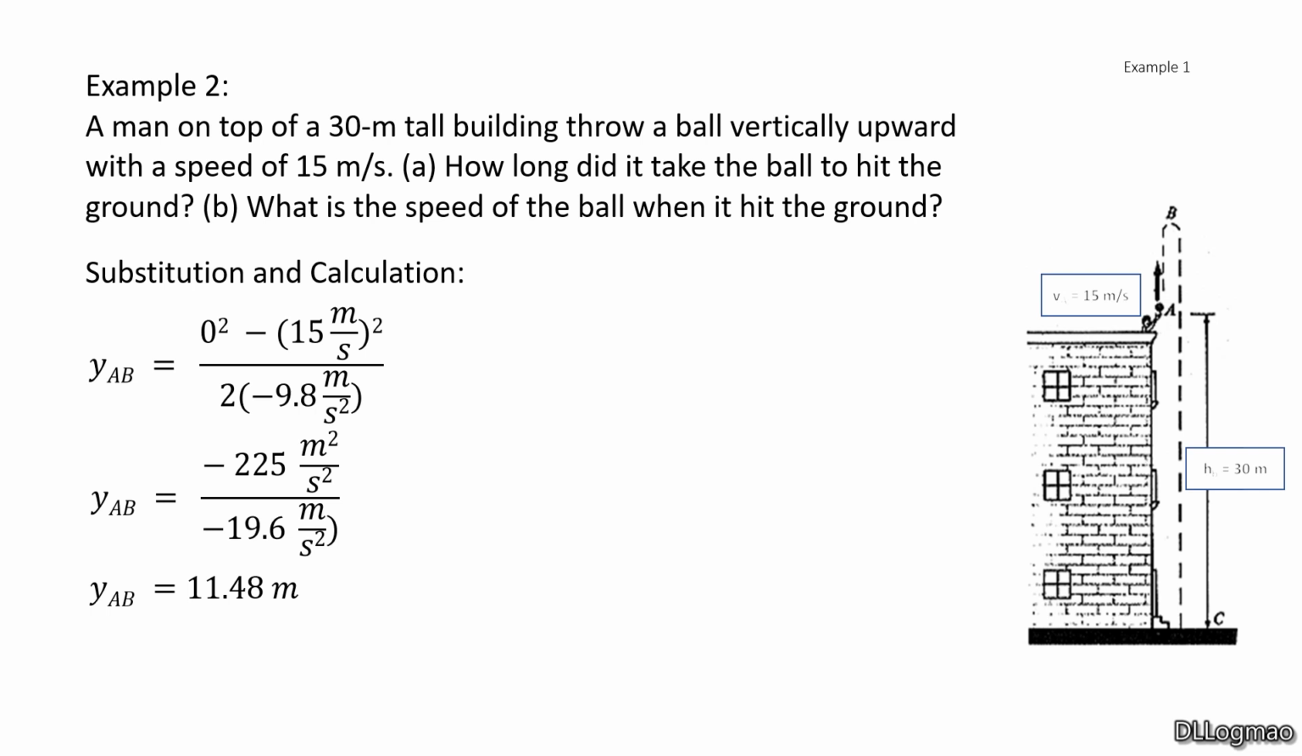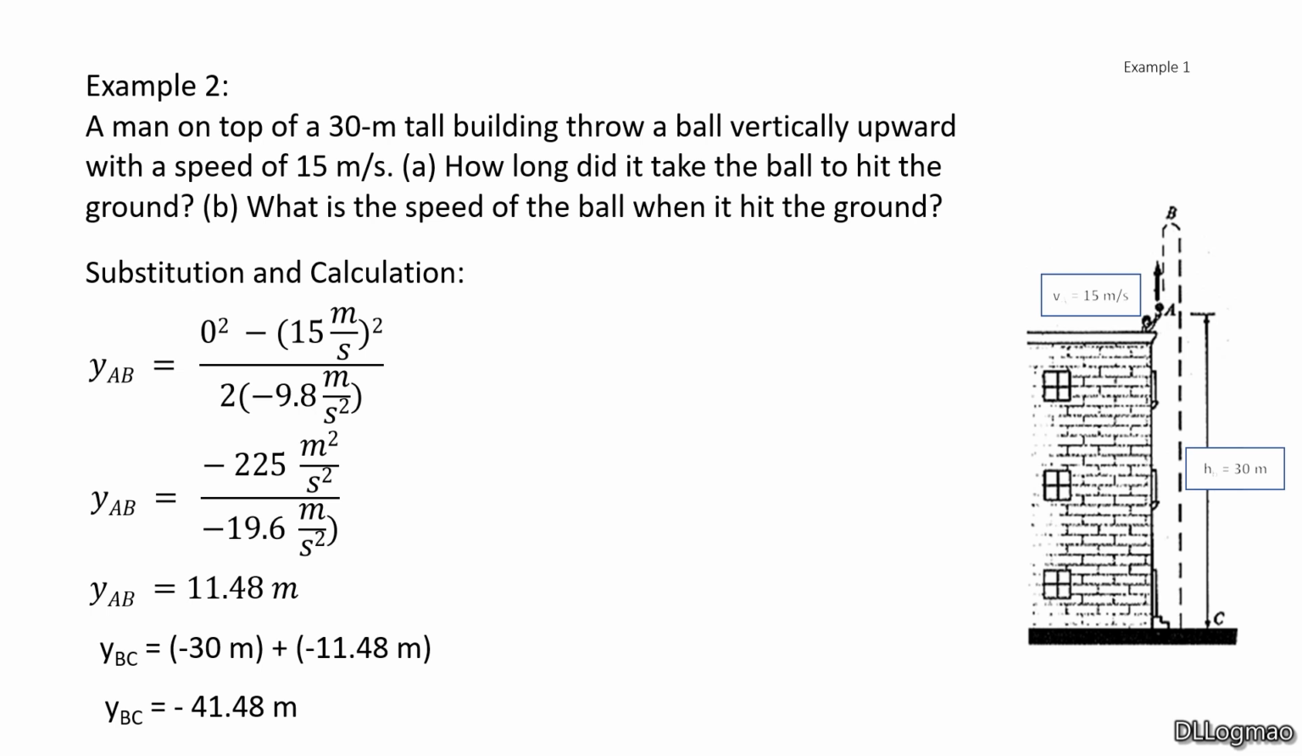Substitute the obtained y sub AB to obtain y sub BC. Y sub BC is equal to negative 30 plus negative 11.48 meters. Why are the values negative? Because the reference point now is point B, the highest point, and the ball is moving downward below the reference point. Perform the operations, and the result, y sub BC is equal to negative 41.48 meters.